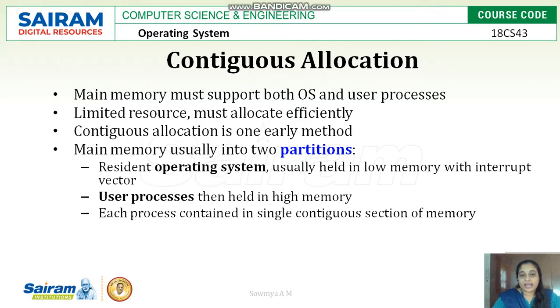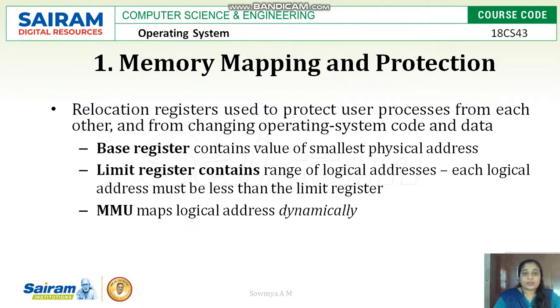So main memory is actually divided into two parts. The first part always resides the operating system, and user processes are held in the higher memory. So each process is contained in a single continuous memory block in the main memory for execution. Next, memory mapping and protection. This is one of the memory management parts where memory mapping and protection are given.